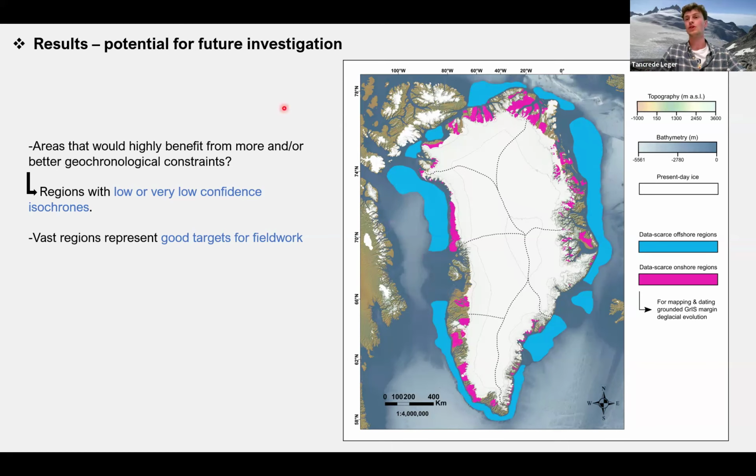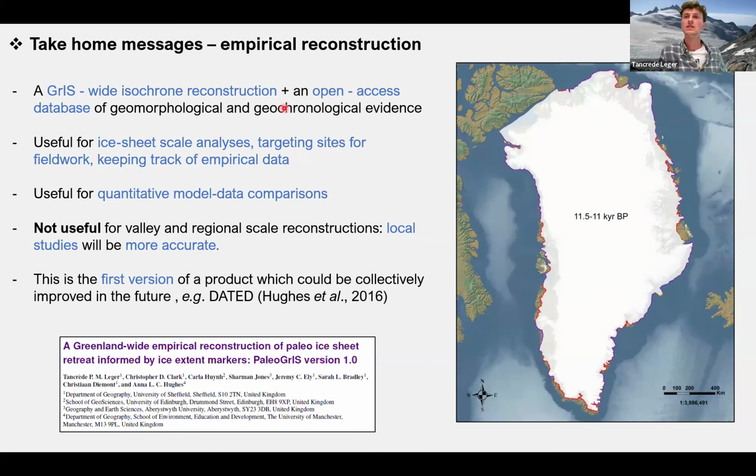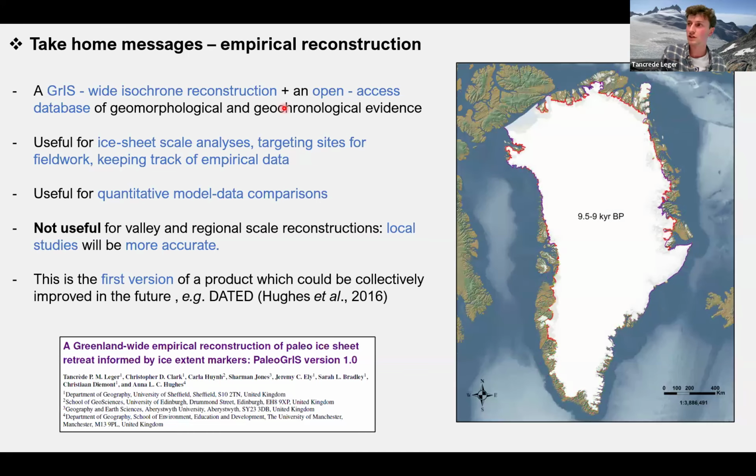So this work, the PAGLAC grant that I've been working on, is not just compiling data. We're also trying to contribute some new data by actually going to the field. So yeah, these are the take-home messages, the conclusion slide for that first half of the talk.